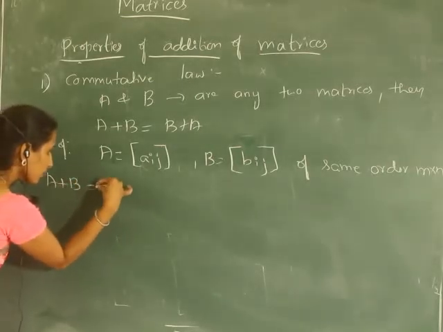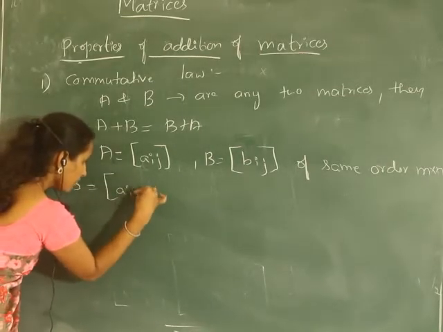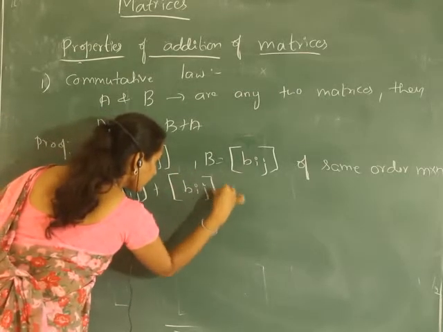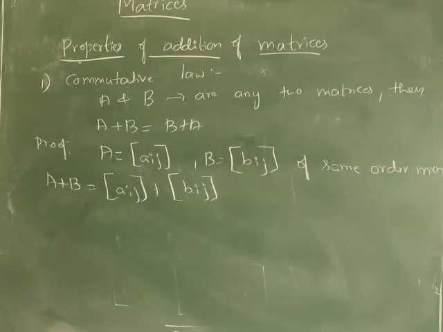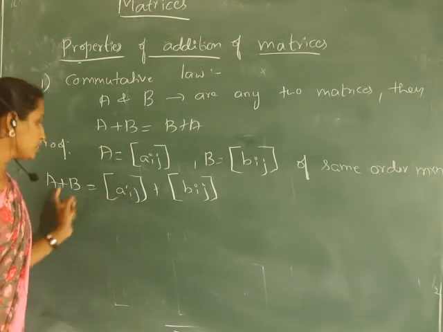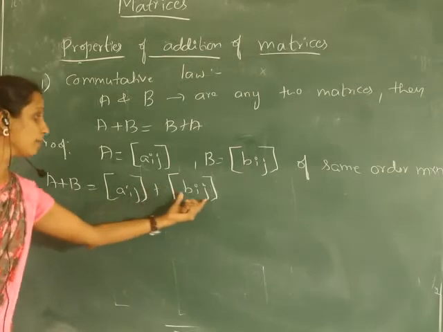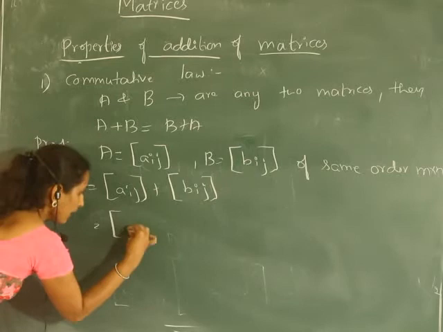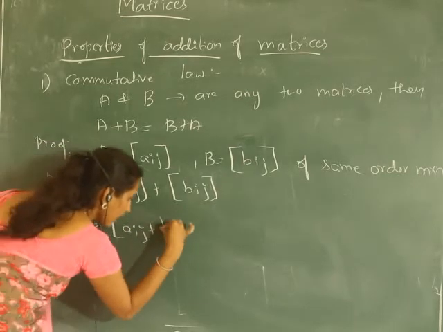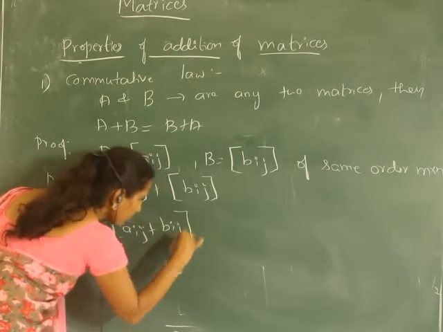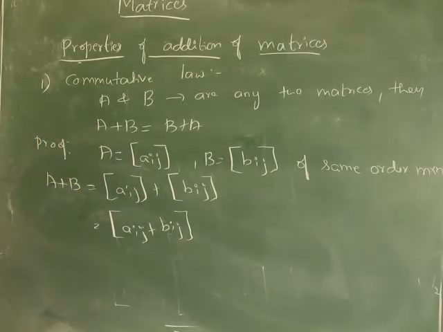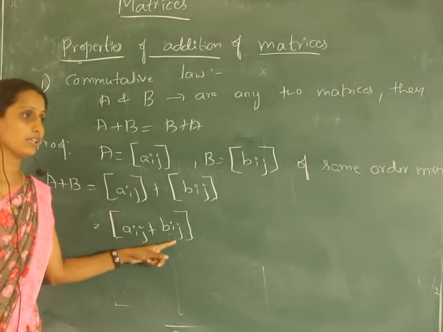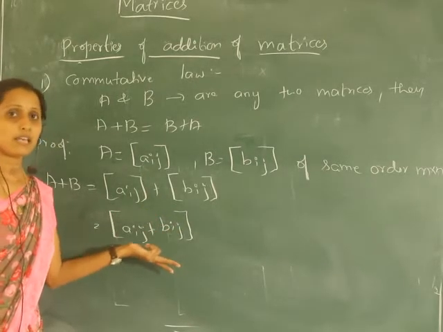So A plus B is equal to Aij plus Bij. How can we define the addition of two matrices? We add element-wise. So this is equal to the matrix Aij plus Bij. Here Aij and Bij are real numbers, and addition of real numbers is always commutative.